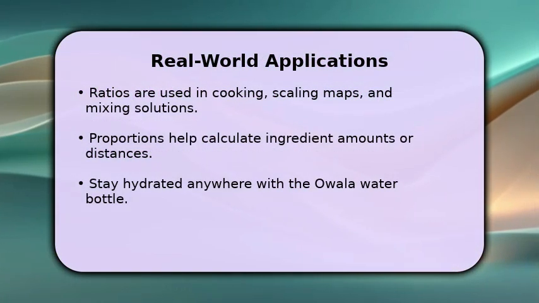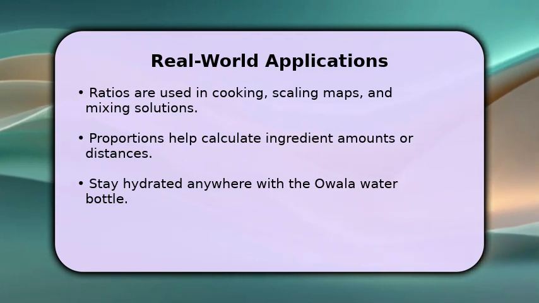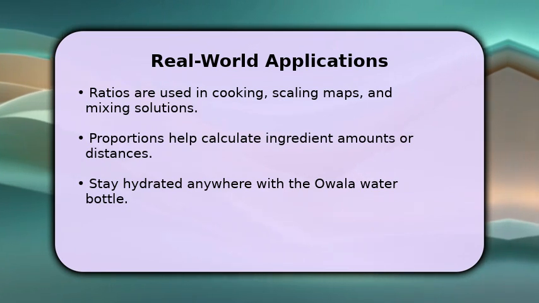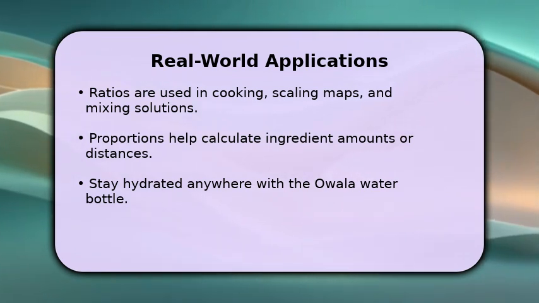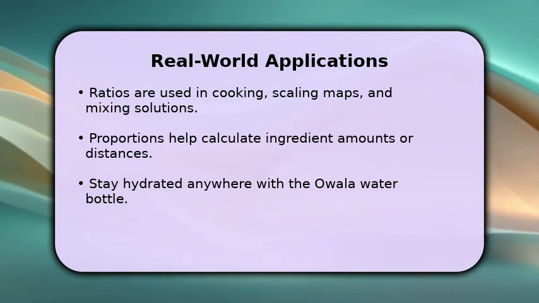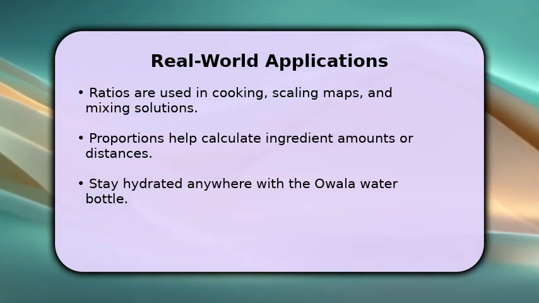Ratios and proportions are incredibly useful in everyday life. Think about cooking, where you might need to adjust a recipe for more or fewer servings, or when scaling a map to find real-world distances. They're also essential in fields like engineering and chemistry for mixing solutions accurately.